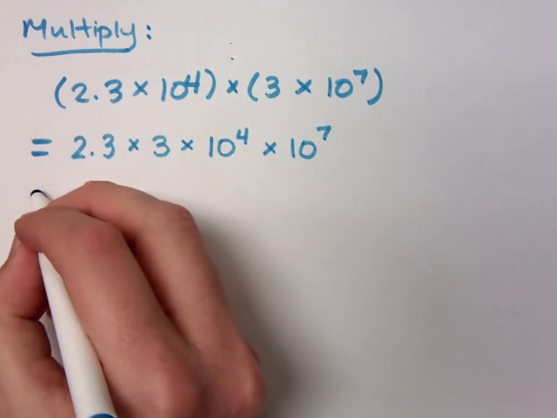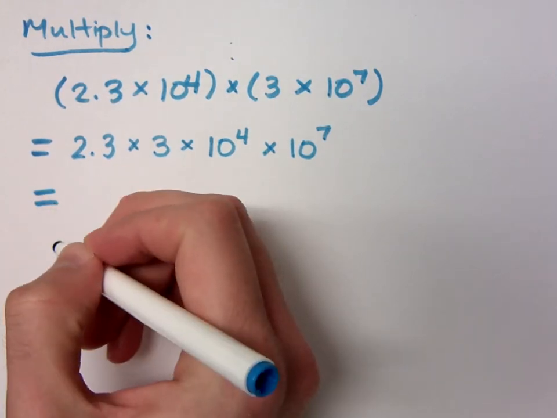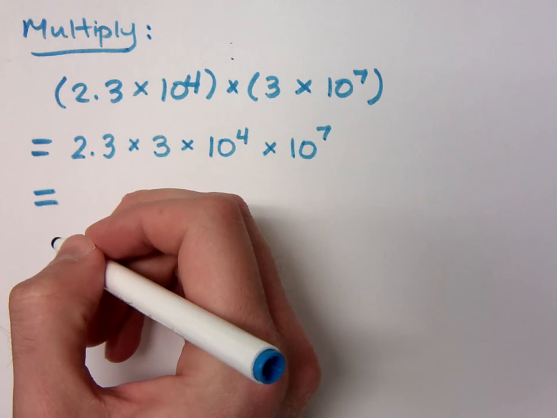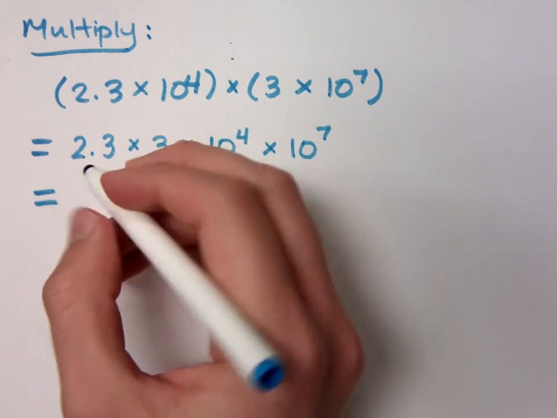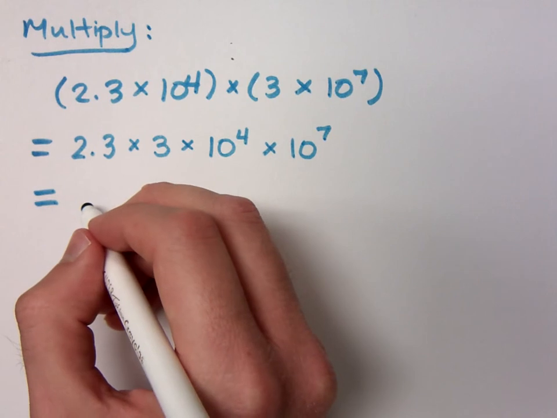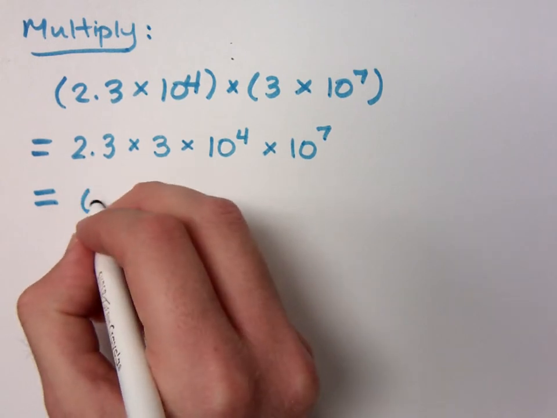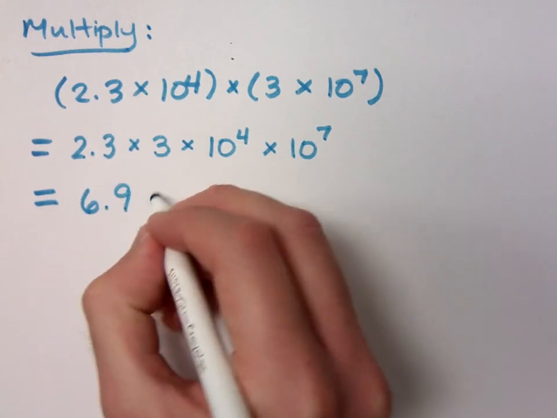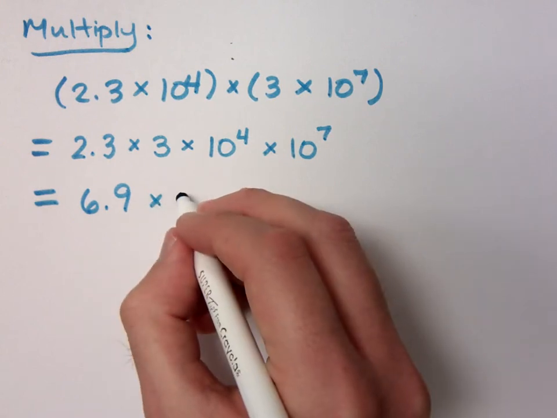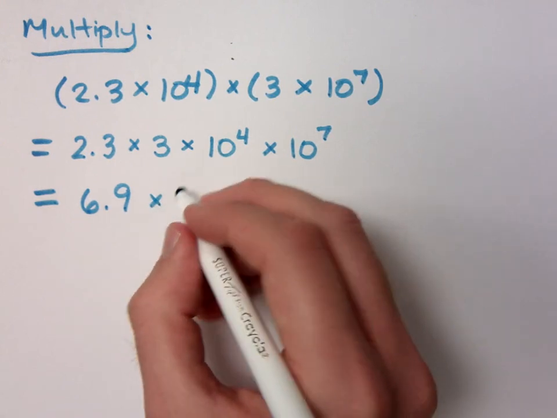Now let's multiply. What's 2.3 times 3? It's like 23 times 3. It's 6.9. Are you sure it's times 10 to the 11? Sure it's not times 100?